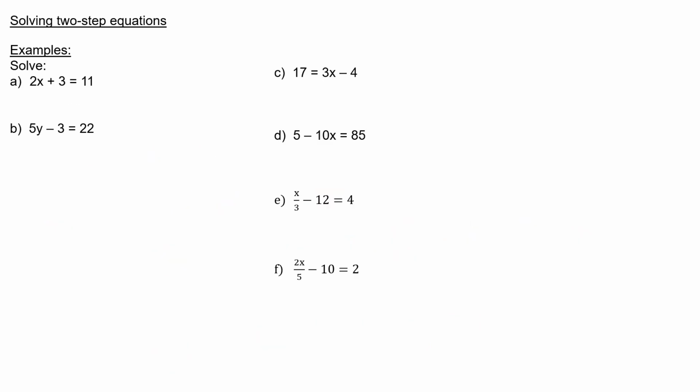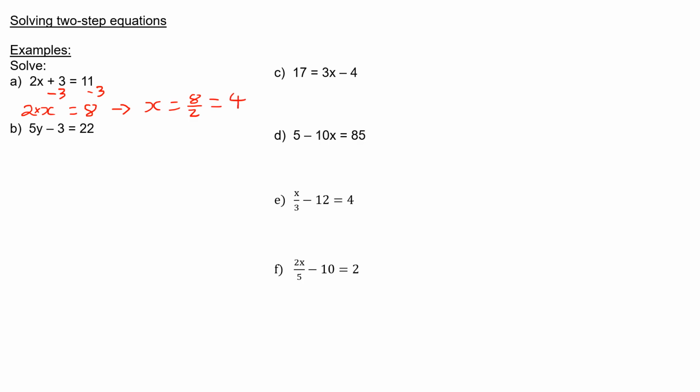Here are some examples that we'll try of harder questions, or what we would call two-step equations. In question A, we have 2x plus 3 is equal to 11. I want to get x on its own, but the first thing I need to do is get 2x on its own. So I'm going to subtract 3 from both sides, which will leave me with 2x is equal to 8. 11 take away 3 is 8. I then know that to get rid of the 2, I can divide both sides by 2. So I have x is equal to 8 divided by 2, which is 4.